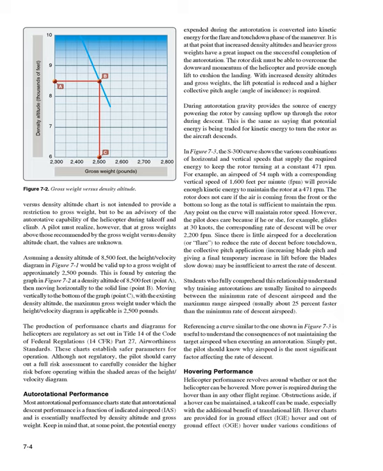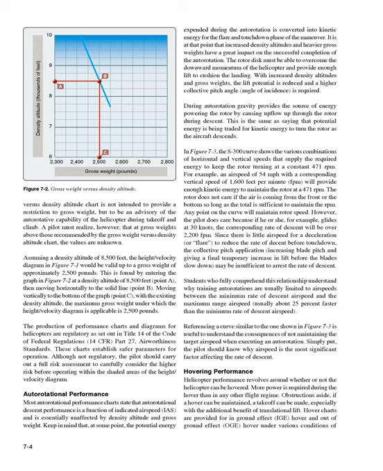The rotor does not care if the air is coming from the front or the bottom so long as the total is sufficient to maintain the RPM. Any point on the curve will maintain rotor speed. However, the pilot does care because if he or she, for example, glides at 30 knots, the corresponding rate of descent will be over 2,200 FPM.